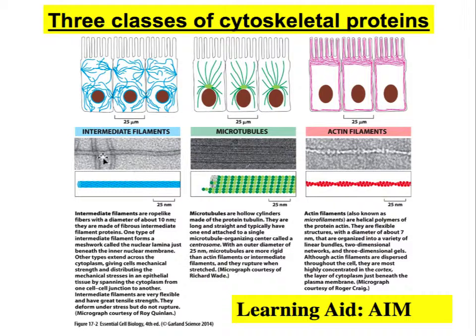If one looks at the lower half of the figure, you will notice a good way to remember which one is which in terms of dimensions. The thinnest filaments are the actin filaments. The intermediate filaments are intermediate in size compared to all three. And the thickest filaments are the microtubules. So we're looking at the diameter of the filament and not its length.